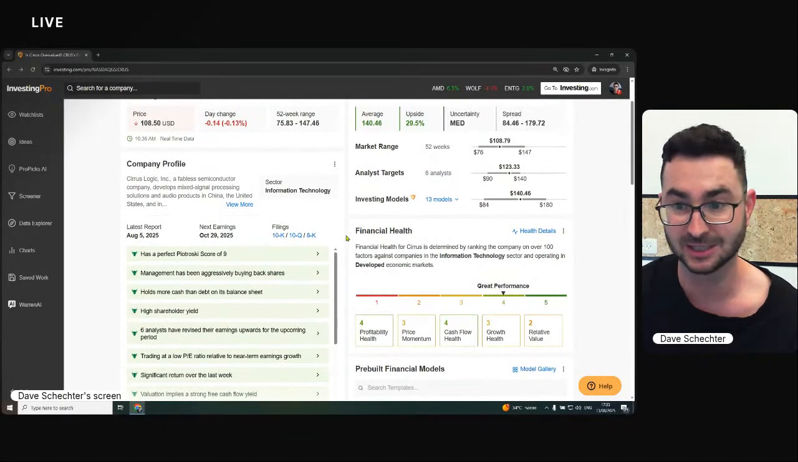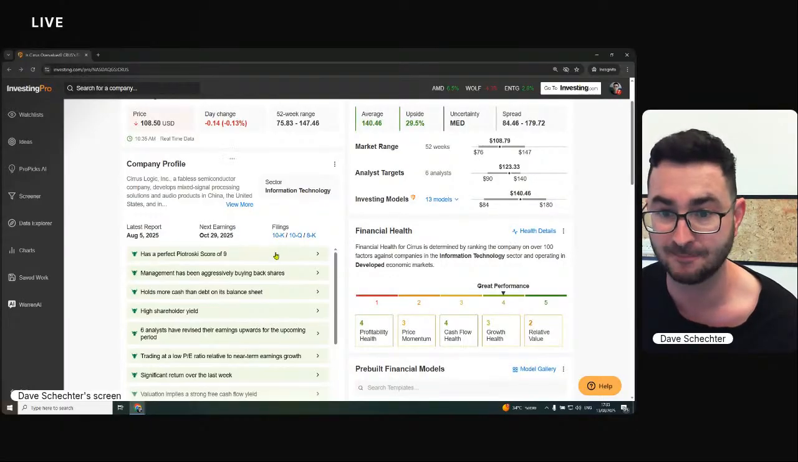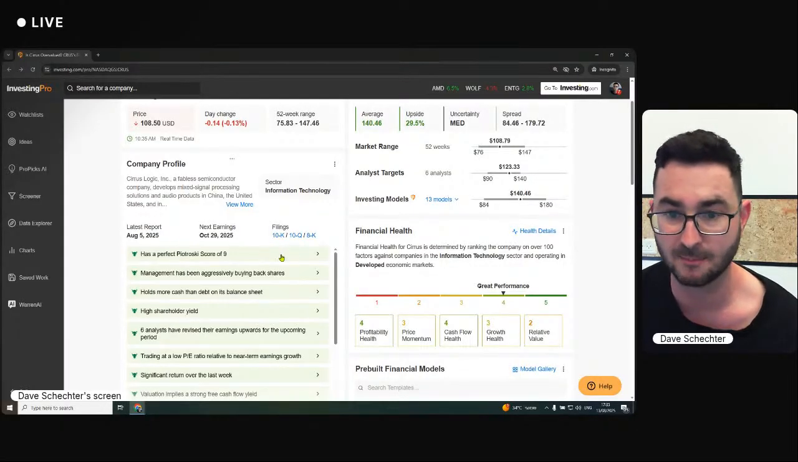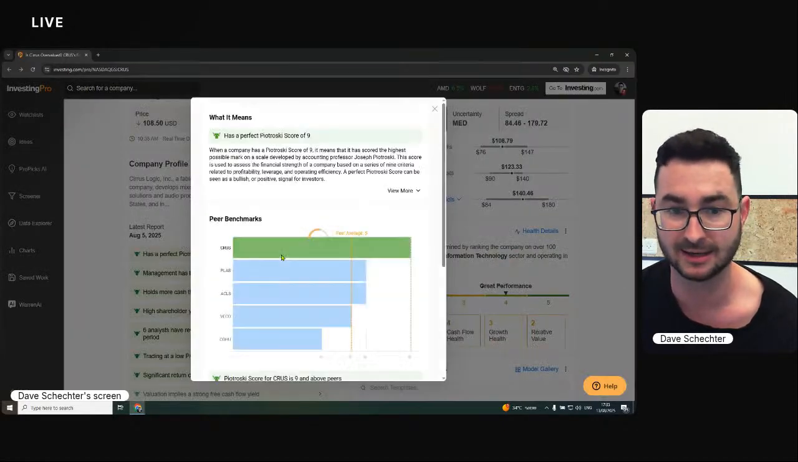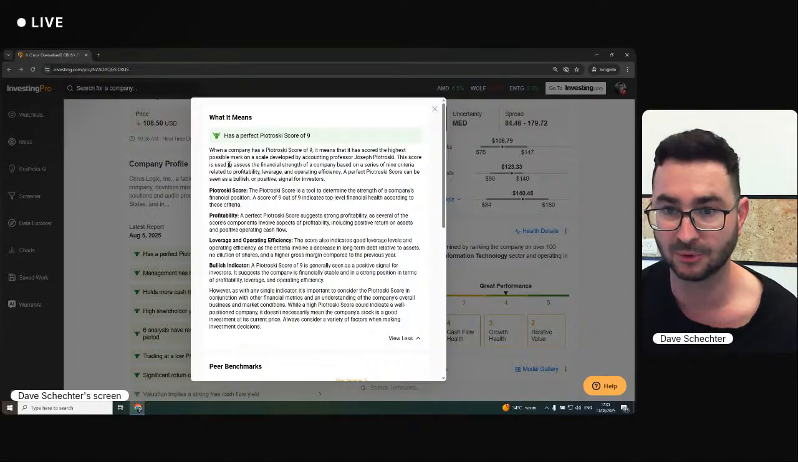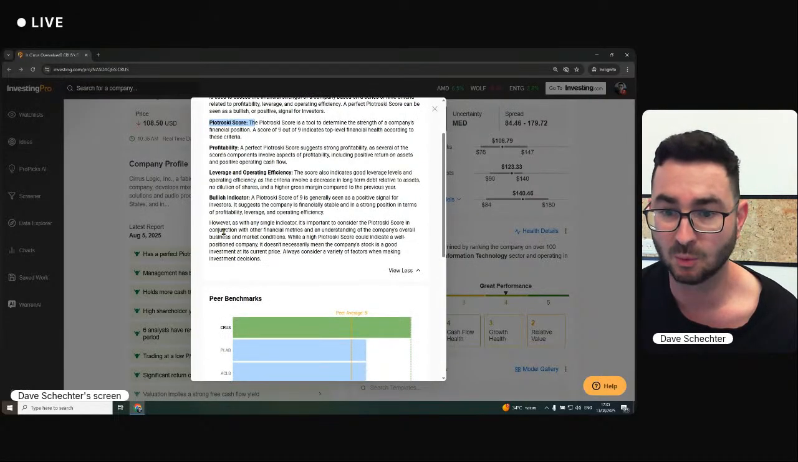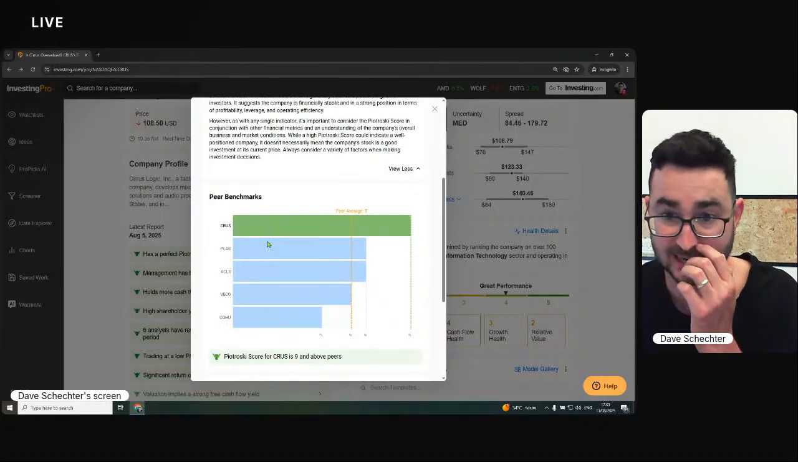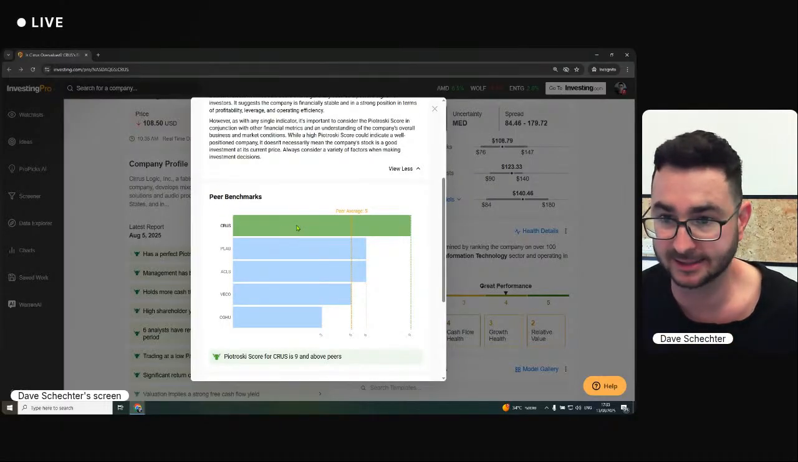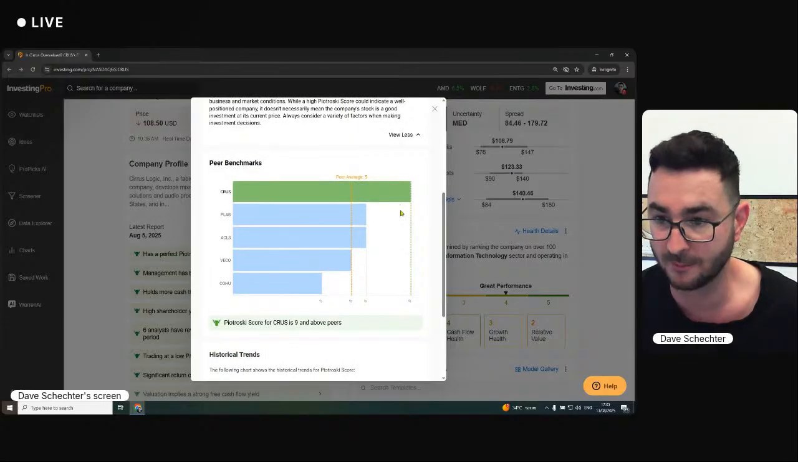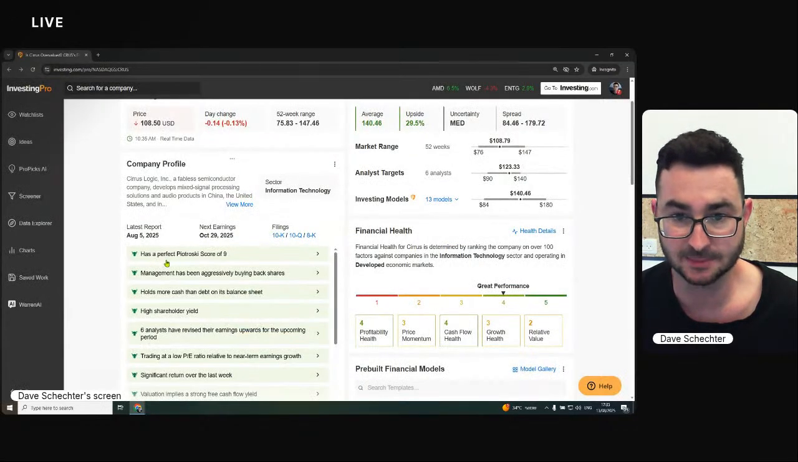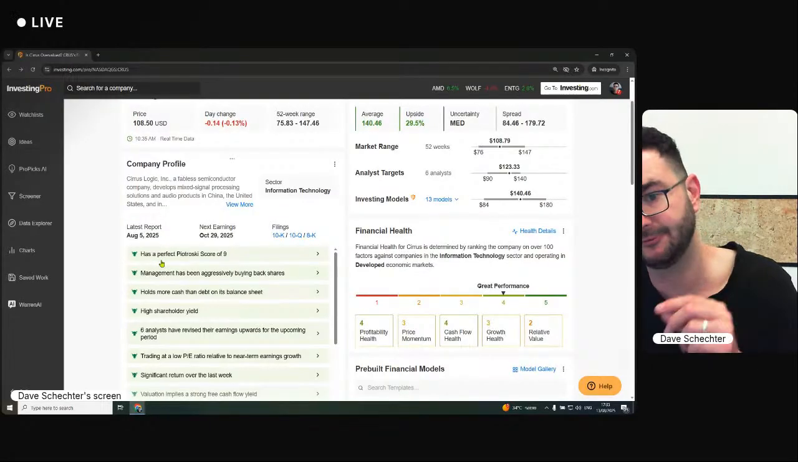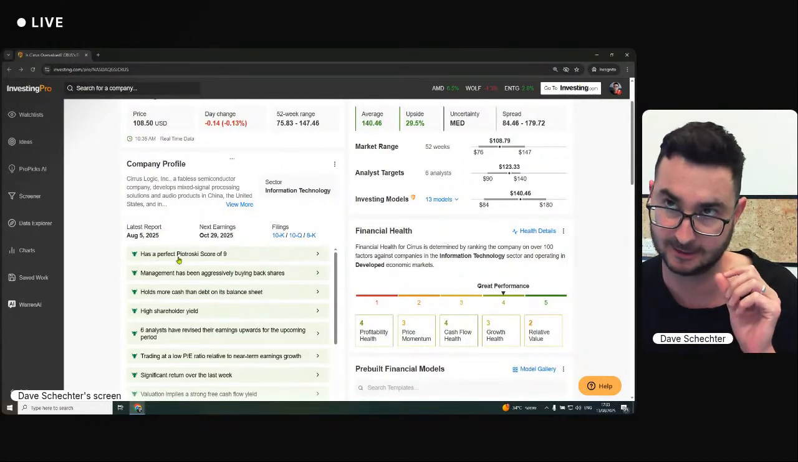And again, in the spirit of transparency, which is something that we love here at Investing.com, let's say I wanted to understand why a perfect Piotroski score of 9 is something that is in favor of the company. I can go ahead and click through to it. I can get a breakdown as to what a Piotroski score is, what it means, and why it's important. So for example, I can see that in relation to its peers, Cirrus is doing far better on this particular metric. And that's why it's been assigned a bullish rating for this particular segment.